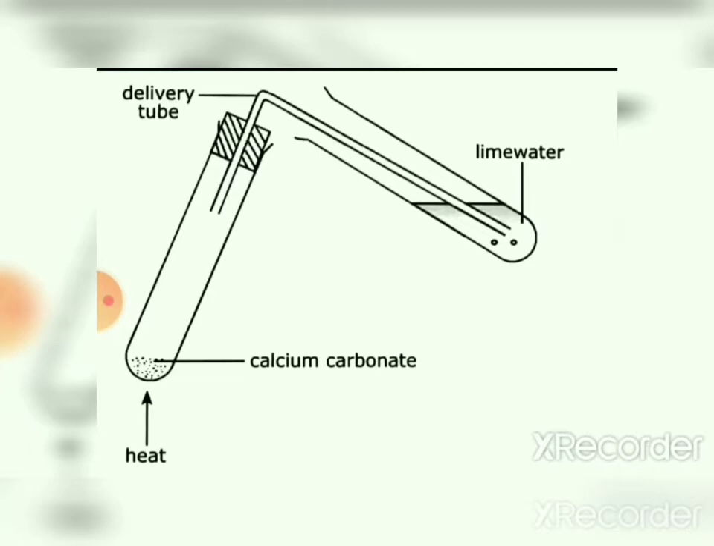For that, take solid calcium carbonate in a test tube and close the mouth of the test tube with a one-hole cork carrying a bent delivery tube. The other end of the delivery tube should be kept immersed in a test tube containing lime water. Now, when you heat calcium carbonate crystals, calcium oxide will be formed and will remain in the test tube as a solid residue. The other product being gaseous carbon dioxide, it will pass through the bent delivery tube and it will turn lime water milky. This confirms the presence of carbon dioxide.